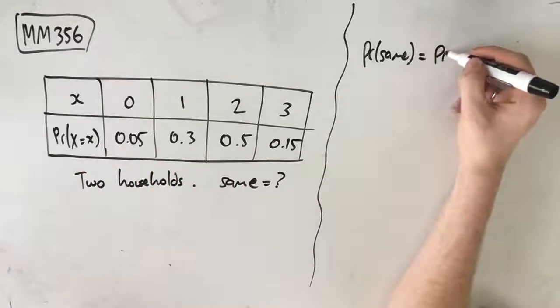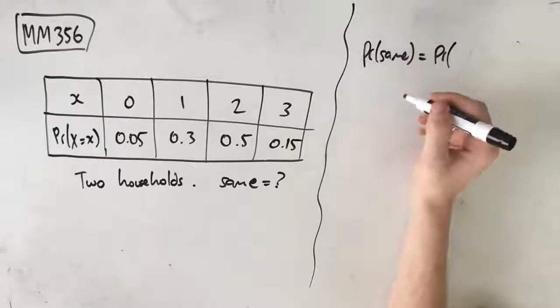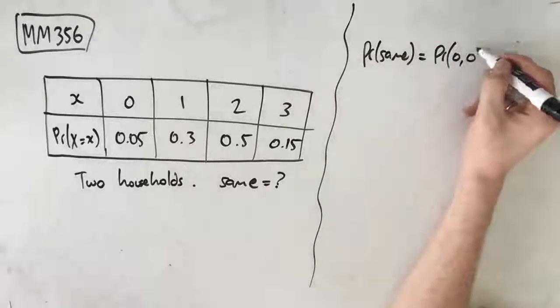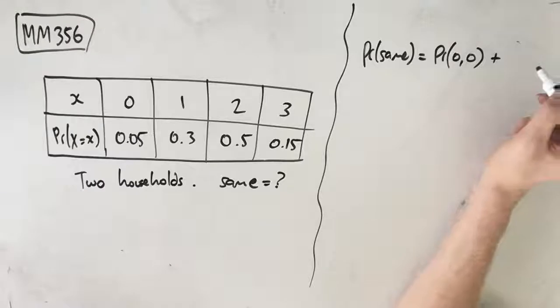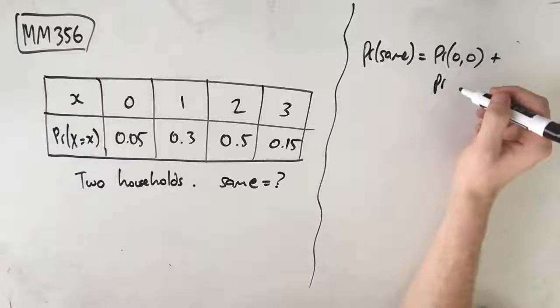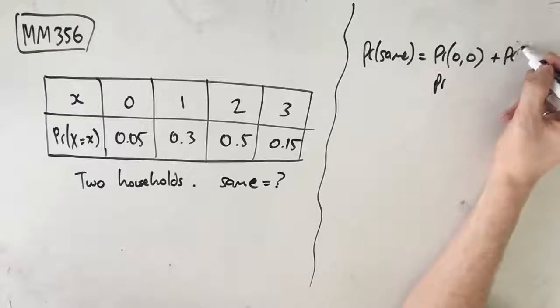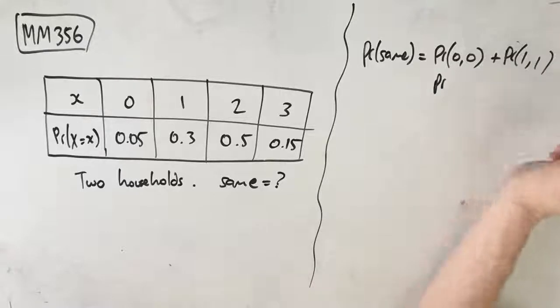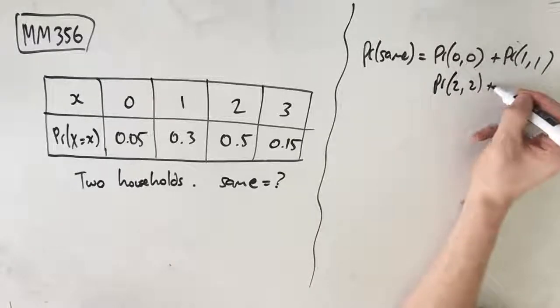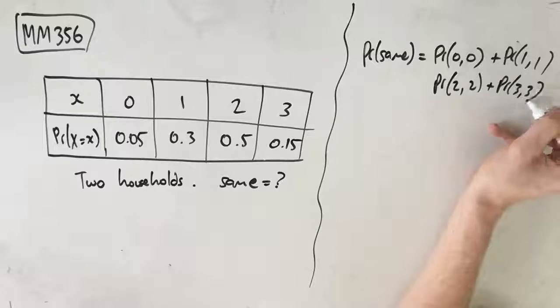So this is the same. The probability that they have the same is the probability that both of them have 0, plus the probability that they both have 1, plus the probability that they both have 2, plus the probability that they both have 3. Okay?